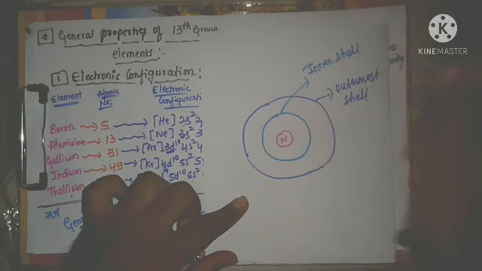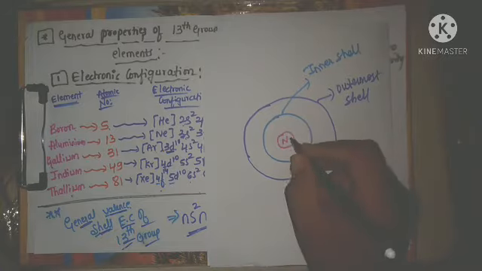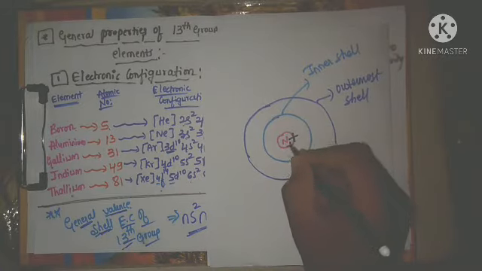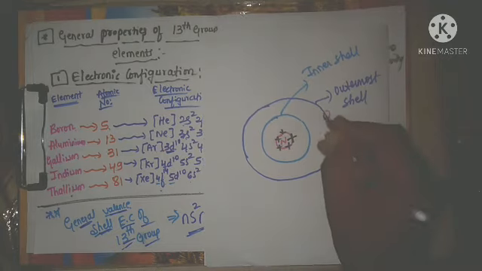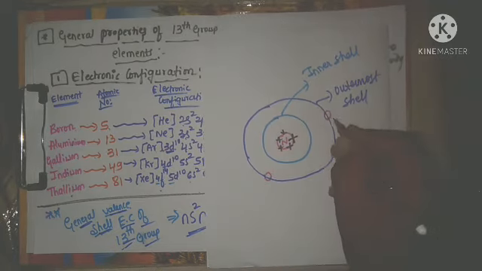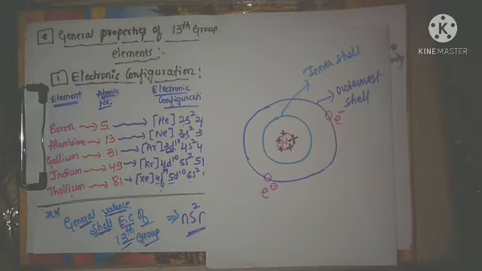Inner shell. Now what happens? This nucleus is positively charged. Nucleus is which charge? Positive. Right? And the electrons which are present in the valence shell, or whatever may be the shell, these are negatively charged. Right? Now what happens actually here?